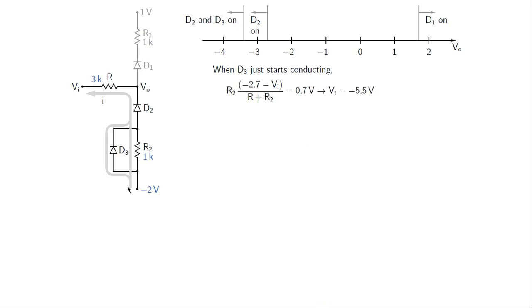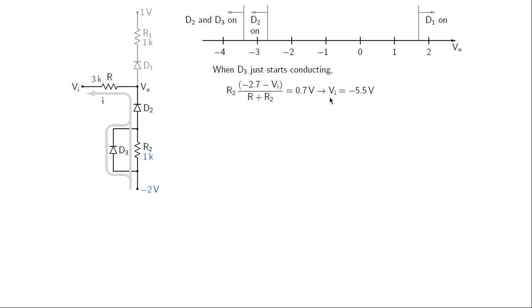When D3 starts conducting, we have two current paths, one through R2 and one through D3, like that. Now let us consider the case where D3 has just begun to conduct. That means this voltage is almost 0.7 volts but not quite. So this current is still 0 and this voltage drop is nearly equal to 0.7 volts. And in that case the current is like that, and we can use the expression that we derived for this current in the last slide, and that is given over here. So we have R2 times I equal to 0.7 volts, and we can solve this equation for VI. VI turns out to be minus 5.5 volts.